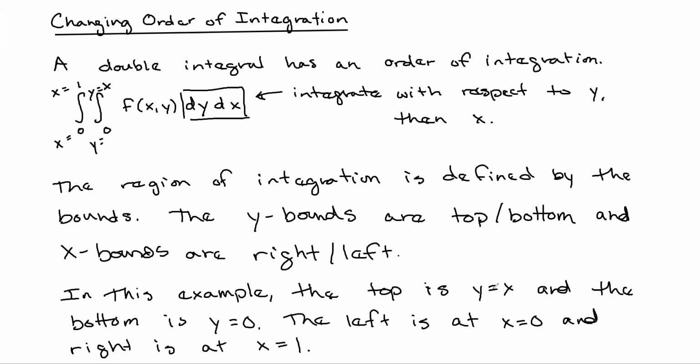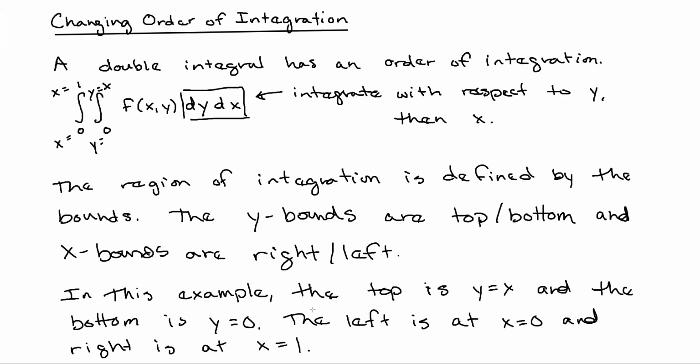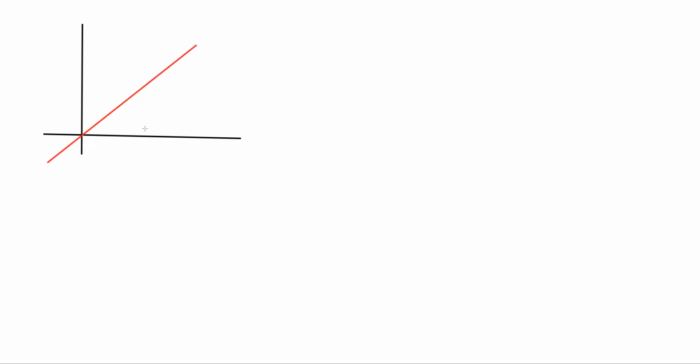All right, so let's go ahead and do that. Okay, so let's just take a look. What do we have? So we have the top is y equals x, so we want to go ahead and graph y equals x. The bottom is y equals 0. So y equals 0 is the x-axis. So we want to go ahead and draw a line on top of the x-axis.